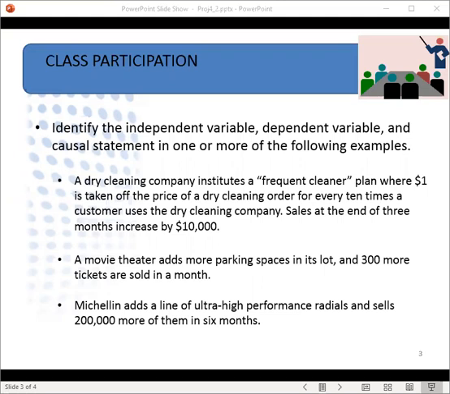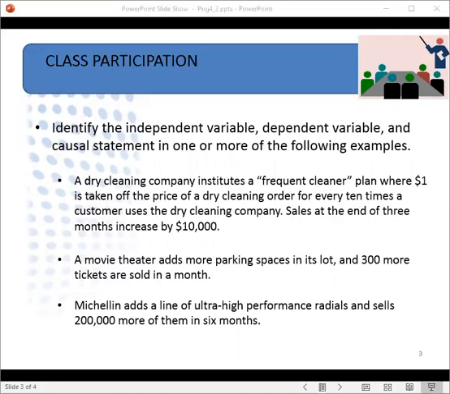So in the first case, we would say the frequent cleaner plan, the independent variable, caused a $10,000 increase in sales, which is the dependent variable. And of course, that whole phrase is our causal statement. Next, for the movie theaters, we might say that the independent variable, adding parking spaces, caused 300 tickets to be sold, a change in our measurement of the dependent variable, sales. And of course, the causal statement is the parking spaces caused 300 additional tickets to be sold.